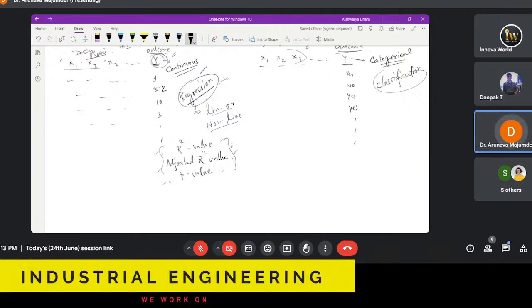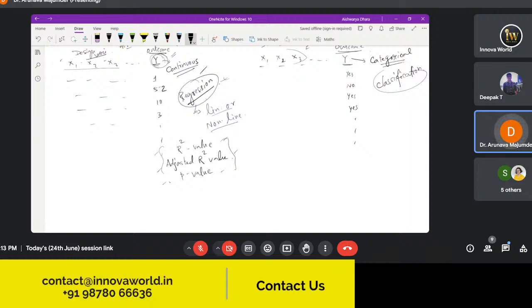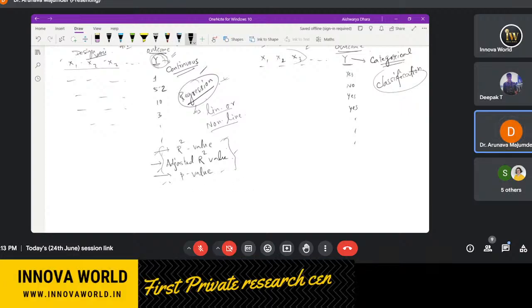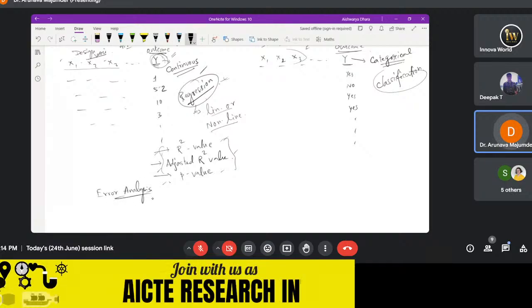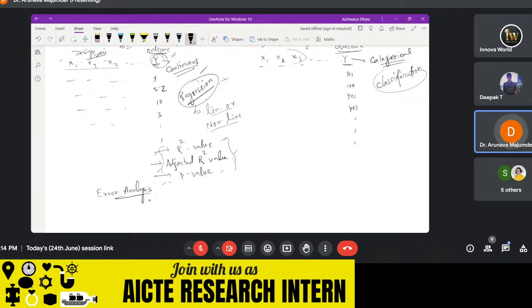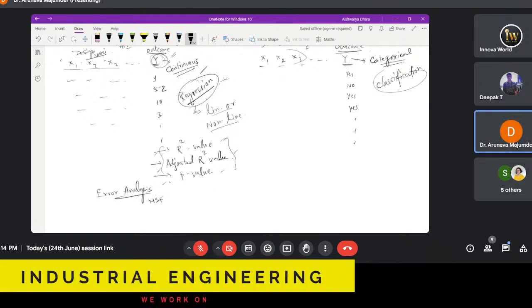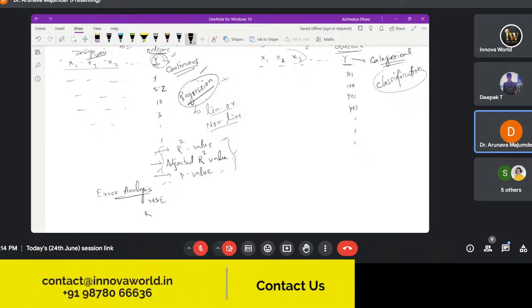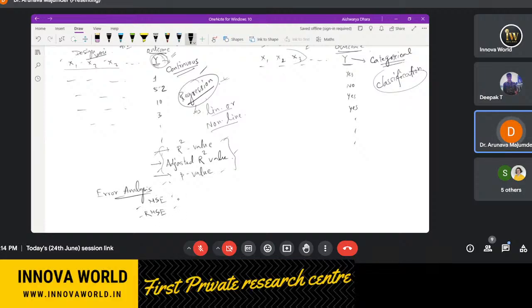Okay, so remember what I'm saying. In case of regression, use these values: R square, adjusted R square and p value. Okay. And after that, for error analysis, you can use the mean squared error, the root mean squared error, etc. Generally, RMSE and MSE we will apply for error analysis in case of regression.